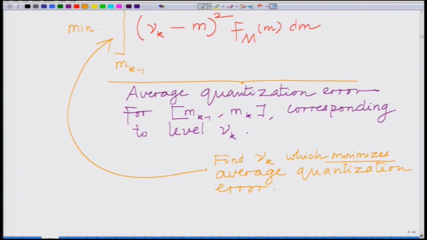So, now we have the average, this is also known as the mean squared quantization error, the average value of the square of the quantization error corresponding to the interval m k minus 1 to m k, for that particular threshold nu k. Now, I have to minimize this with respect to nu k, therefore, naturally I can differentiate this with respect to nu k and set it equal to 0, which will give me the value of nu k for which the mean square quantization error is minimum.